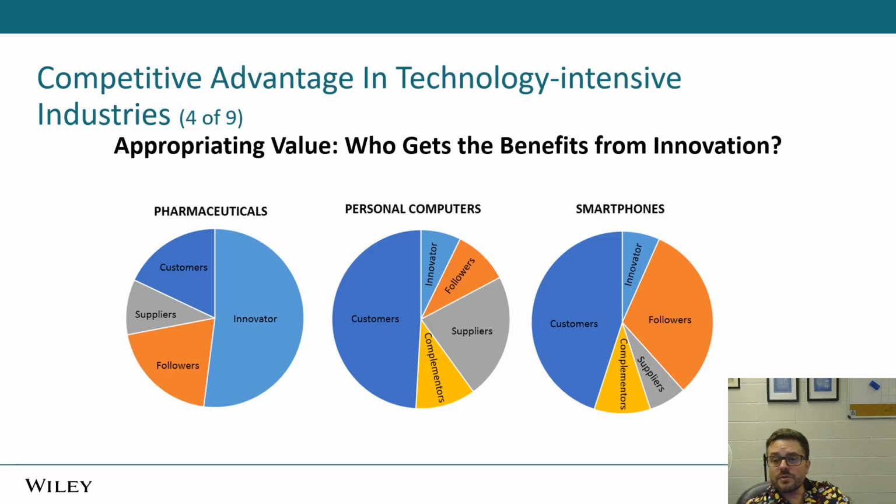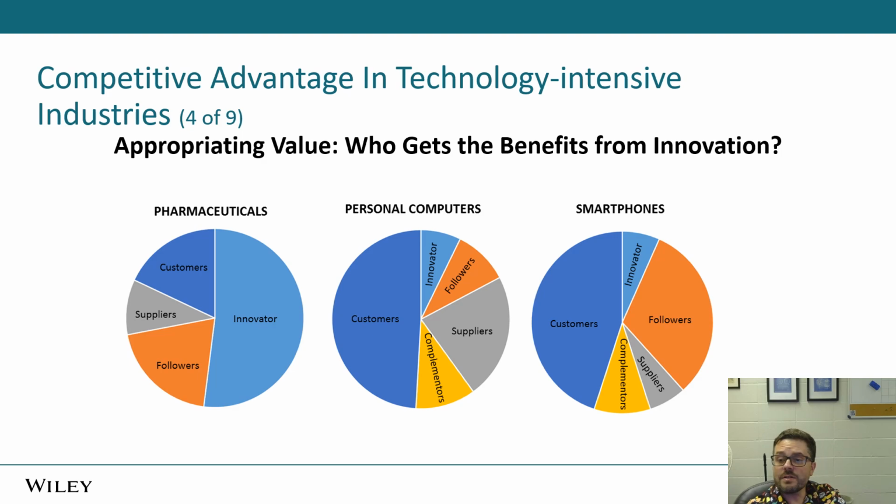Pharmaceuticals, the innovator captures the lion's share here. Why is that? Well, because of patents. Pharmaceuticals are easier to protect and get enforceable patents for, so they capture a lot more. Followers here would be generic drug manufacturers that only really get in on the game once the patent's expired. Suppliers don't capture that much in this case because most drugs are made from basic chemicals that are commodities. And the customers capture less value, especially at the early stage, because the innovator has a monopoly through the patent.